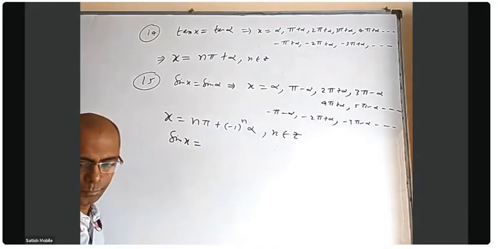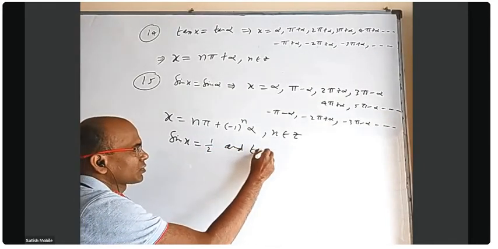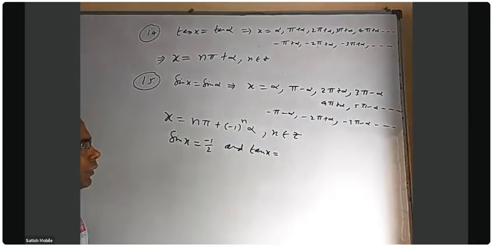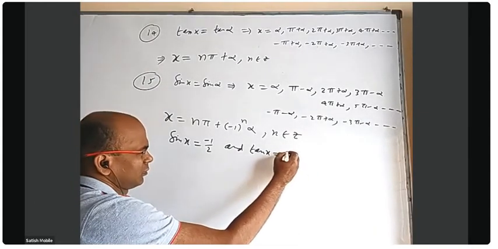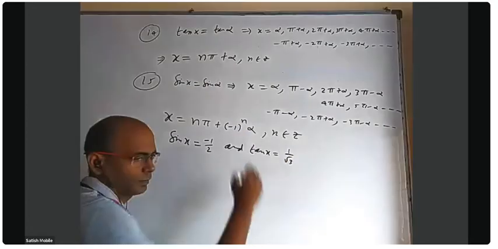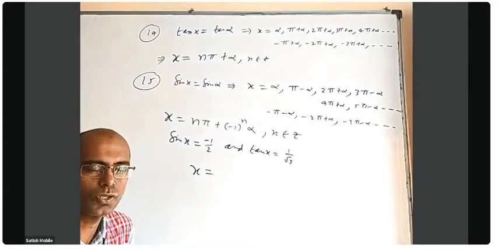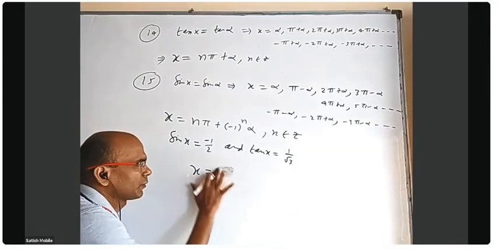Okay, let us take sin x equal to minus 1 by 2 and tan x equal to plus 1 by root 3. What is the smallest positive angle satisfying this? 210. Yes, sin negative and tan positive. Tan positive is in the third and first, sin negative in the third and fourth. The common is the third quadrant, and the third quadrant angle is 180 plus 30, which is 210.